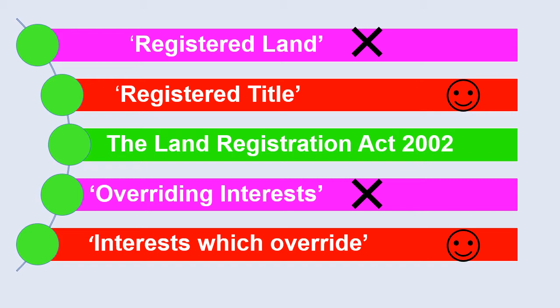So it's very common to refer to registered land, but actually, strictly speaking, the correct way to refer to it is registered title, because it's the title to the land that's registered, not the land itself. If you're dealing with the Land Registration Act 2002, then strictly speaking, you should refer to interests which override rather than overriding interests. Now, it is a minor point, and it's very easy to use the phrase overriding interests, but particularly if you're dealing with a coursework where you've got time to check these things, then try and refer to interests which override.